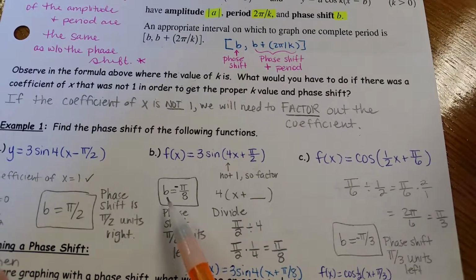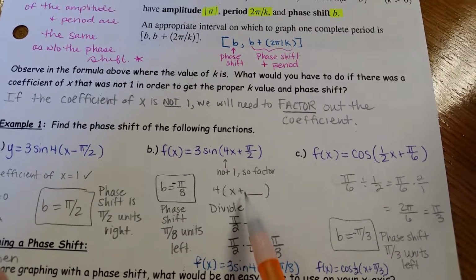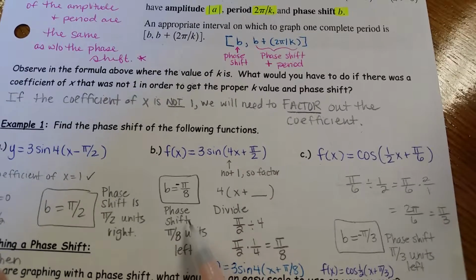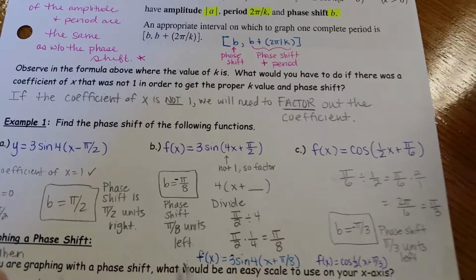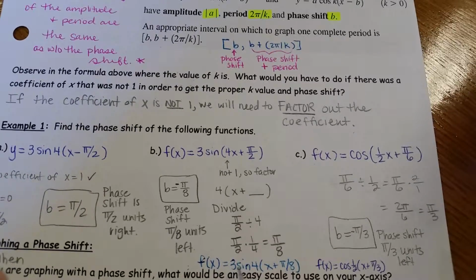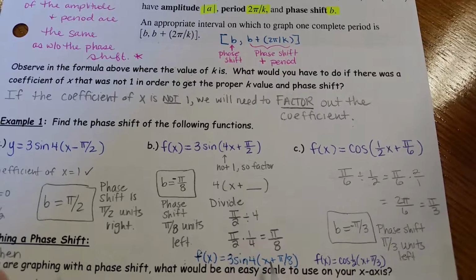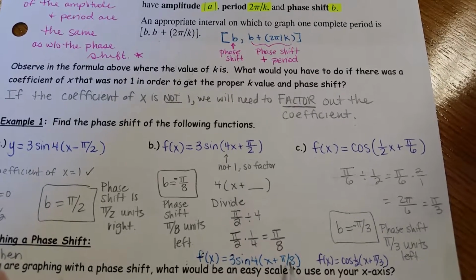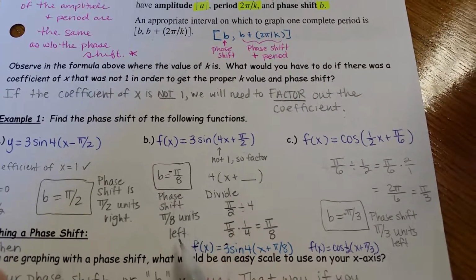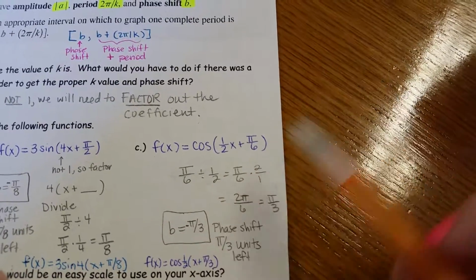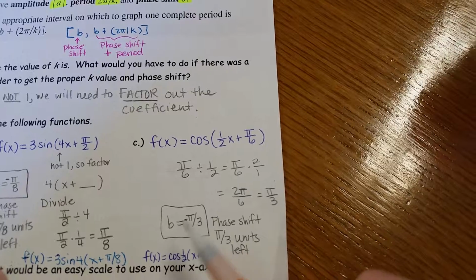So that means your b value, because this is a plus here, is going to be negative pi over 8. And this is going to be a phase shift of pi over 8 units to the left. Here's another way you could write the equation with the 4 in the proper spot for k. If you have x plus pi over 8, it will be negative pi over 8 because we're going to the left.